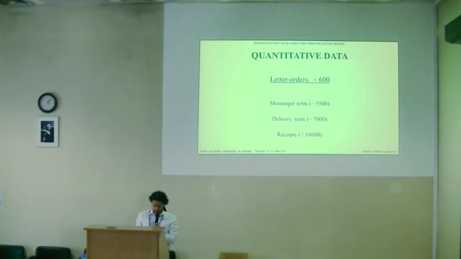Some quick data about the sources. The total of known letter orders belonging to the 21st century BC is 581. The number is not high as that of other kinds of texts like receipts or deliveries, but still high enough to offer a rich lexical variety.